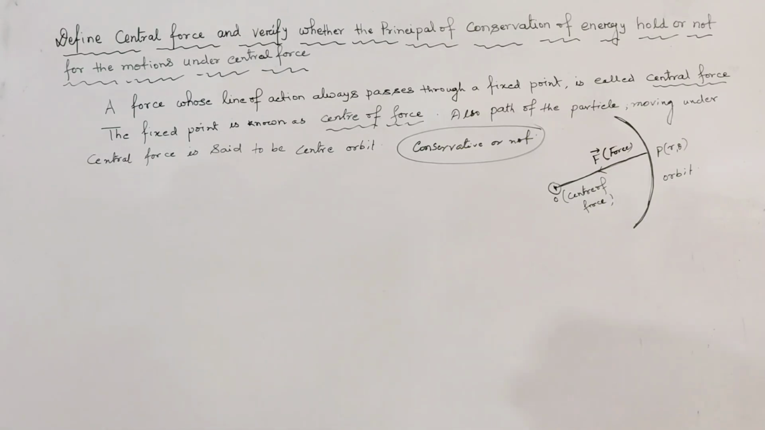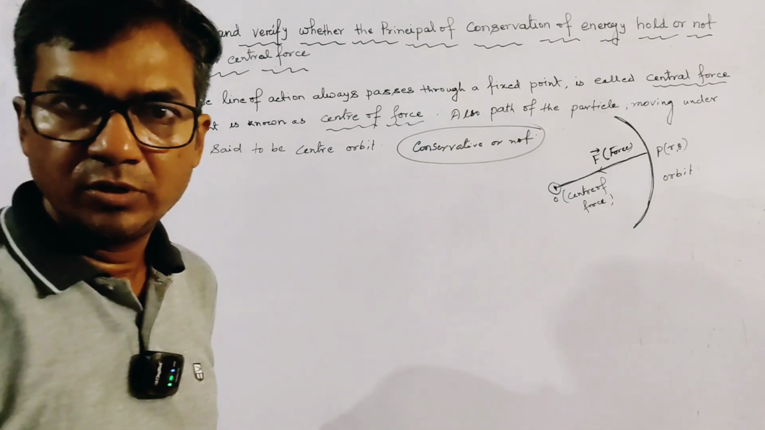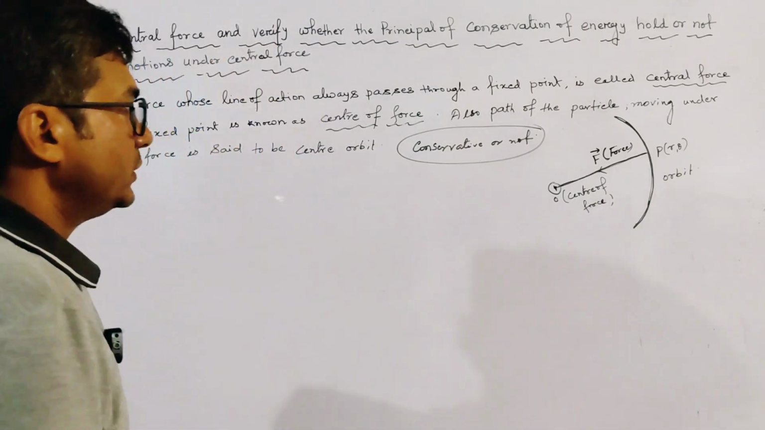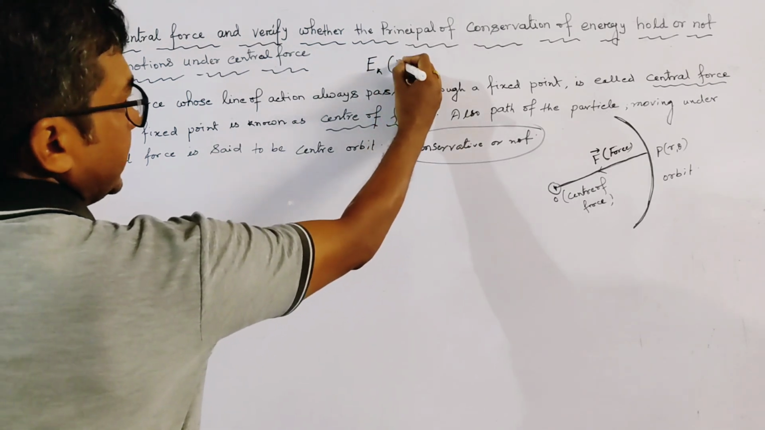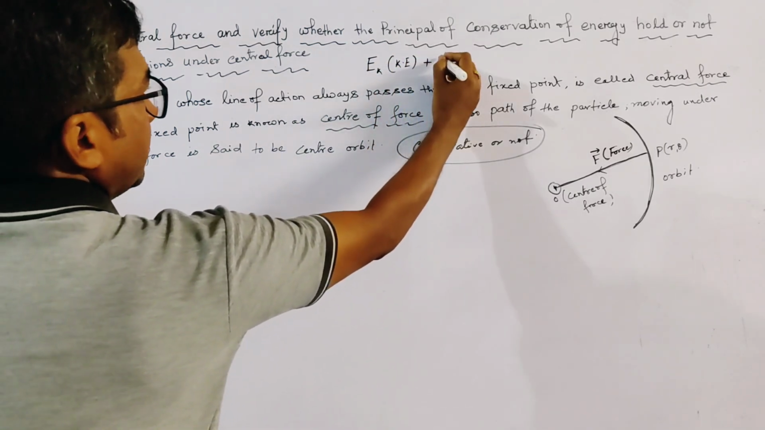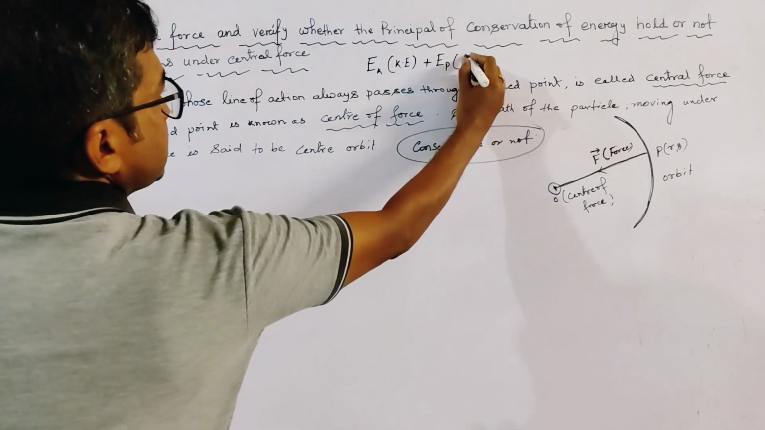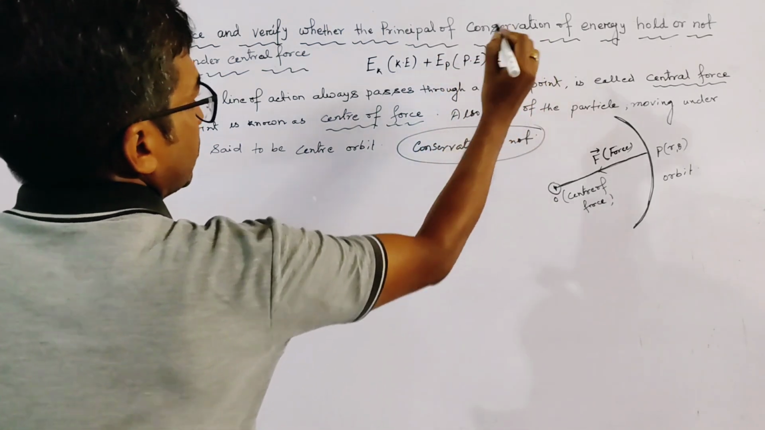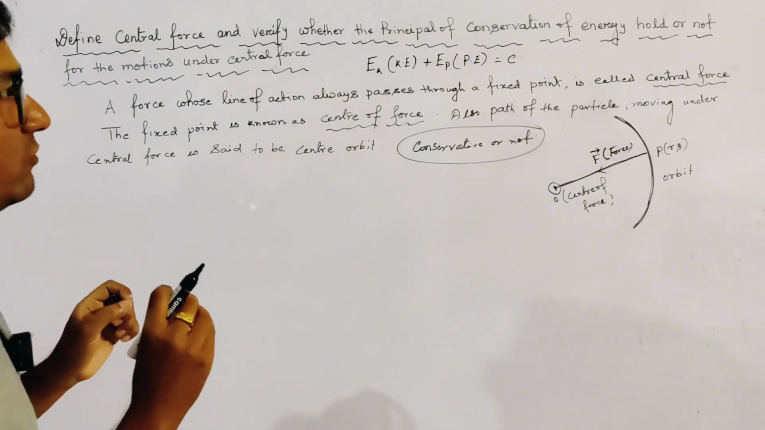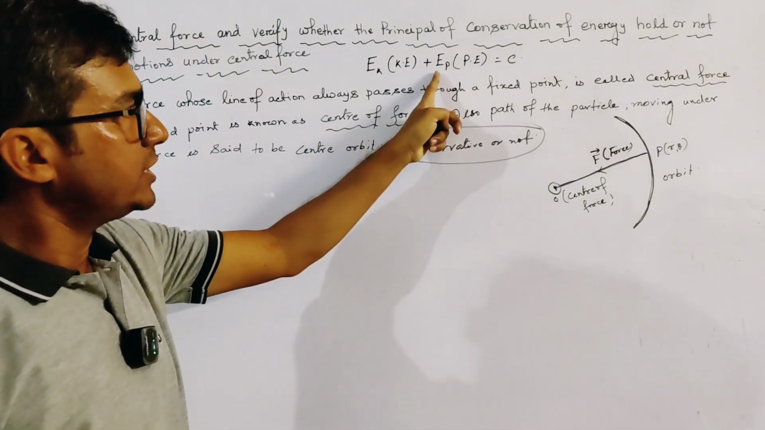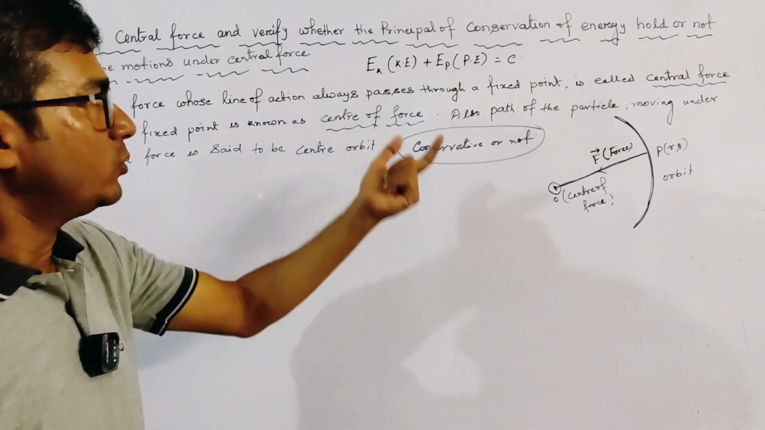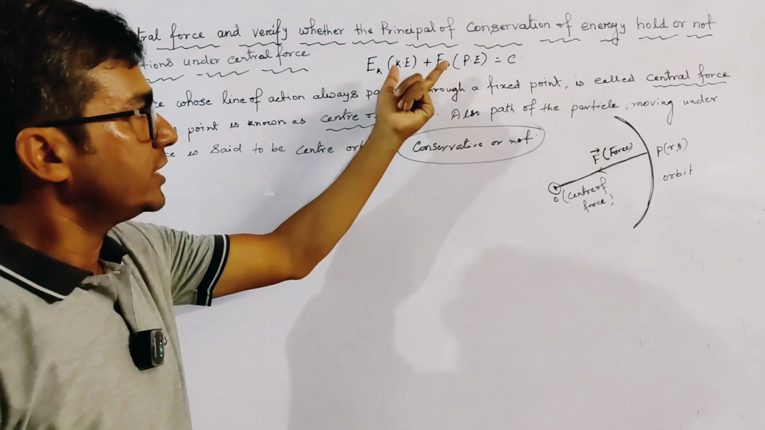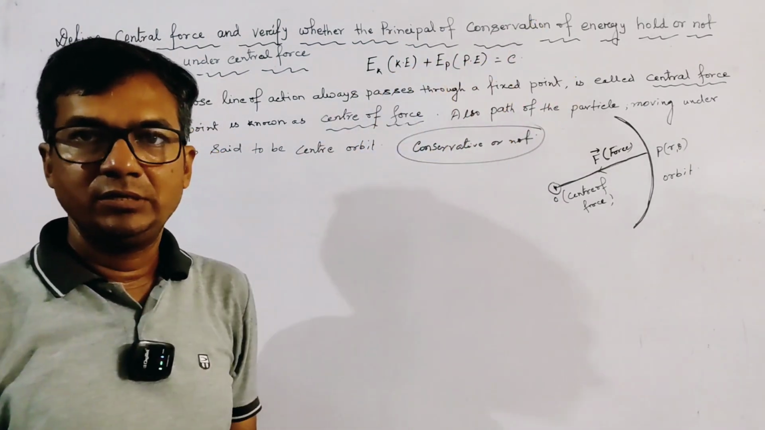Now to show a force field is conservative, we have to show that the kinetic energy, E_K, and the potential energy, E_P, sum to a constant. So we have to find the kinetic energy and potential energy of the central force in any central force field, and we have to show the sum of these two energies is equal to C.